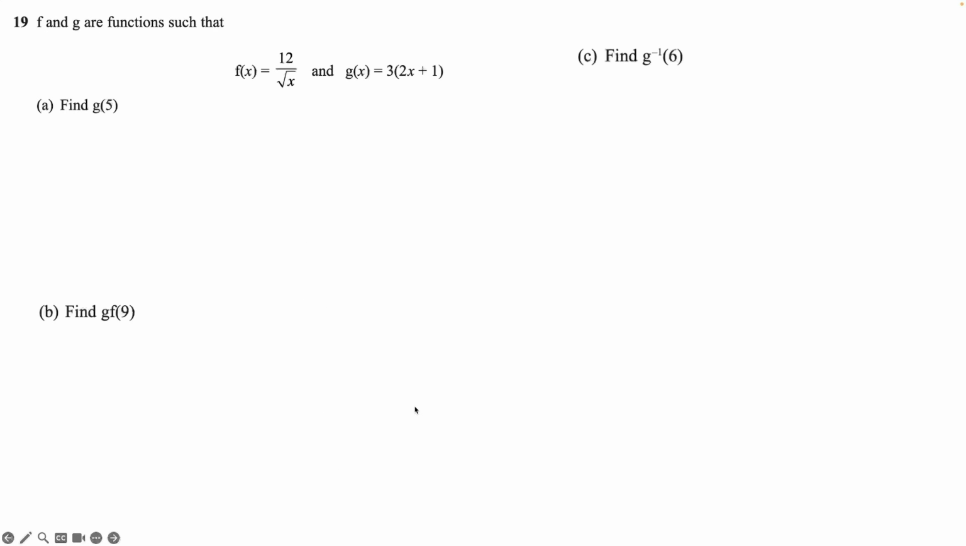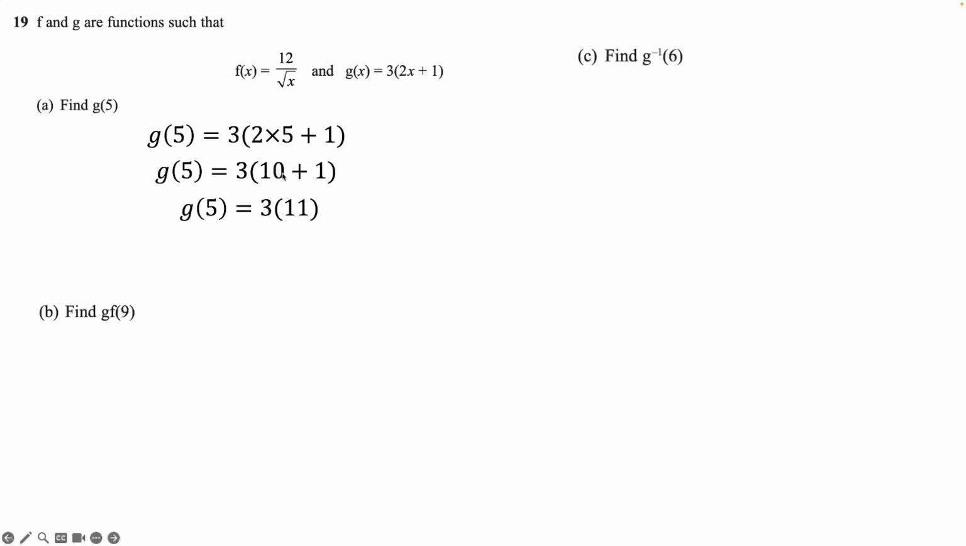Cool. Question 19, some stuff about functions. We're given that f of x is 12 over the square root of x and g of x is this thing. We want to find g of 5, so this just means that set x equal to 5 and just solve it. So g of 5 is equal to 3, 2 times 5 plus 1, so putting 5 into here. This 2 times 5 gives us 10, so we get 3, 10 plus 1. We can add the 10 and the 1 to give us 11. So we get 3 times 11, which is 33.